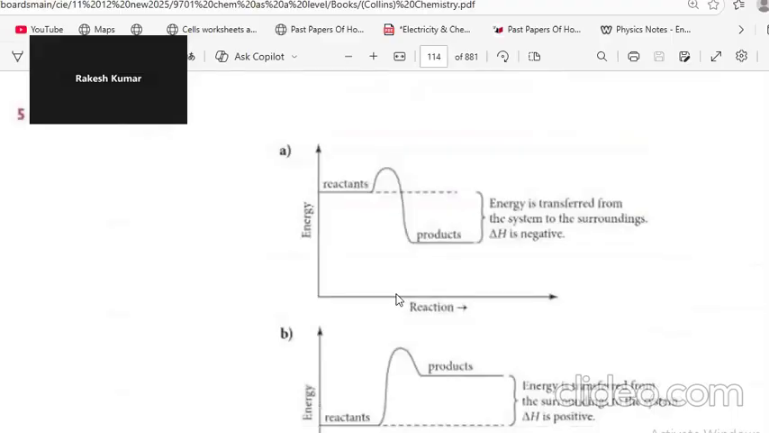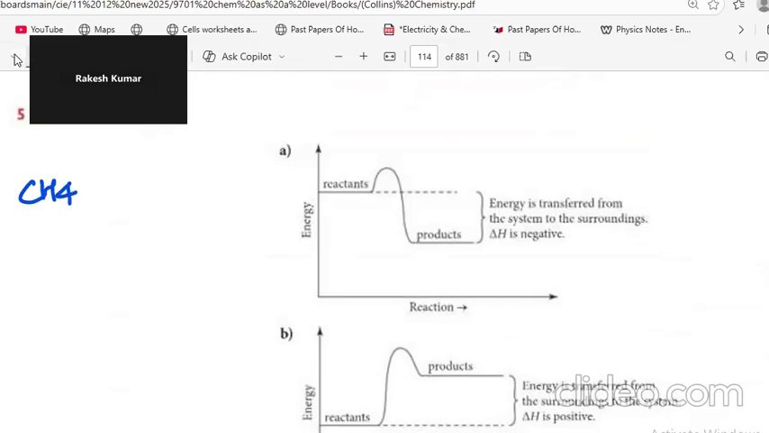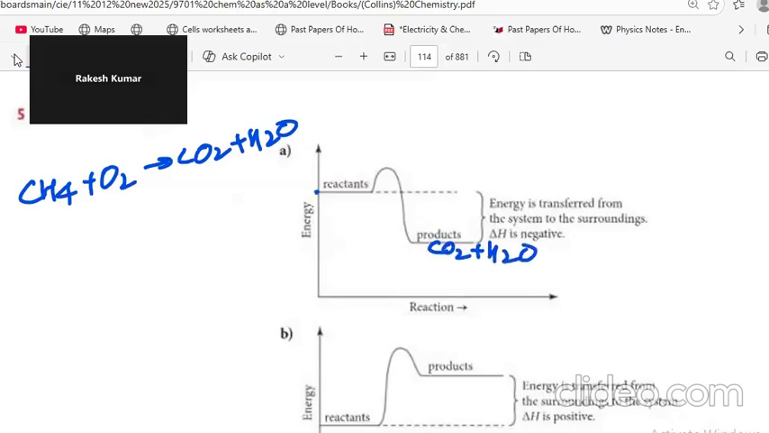This is an exothermic reaction, like CH4, methane, reacting with O2 to give you CO2 and H2O. Now, what do you see out of this? You see the products are here, CO2 plus H2O. What do you get here? You have CH4 plus O2, the reactants, and the products. There's a hump in between.